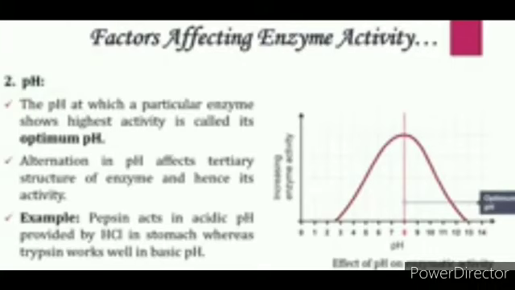Second factor is the pH. The pH at which a particular enzyme shows highest activity is called its optimum pH. Alteration in pH affects the tertiary structure of the enzyme and hence its activity. Example, pepsin acts in acidic pH provided by HCl in the stomach, whereas trypsin works well in basic pH.